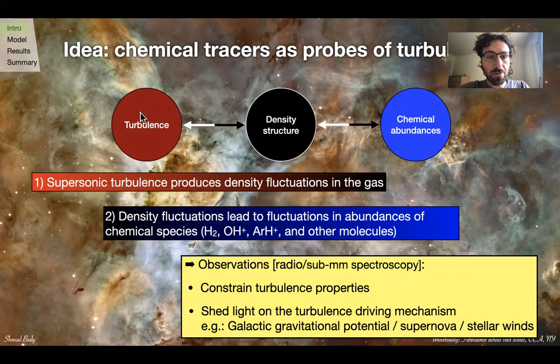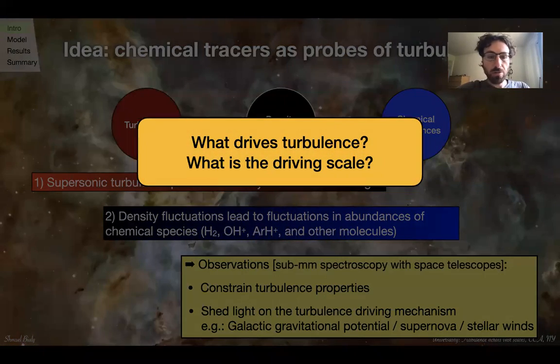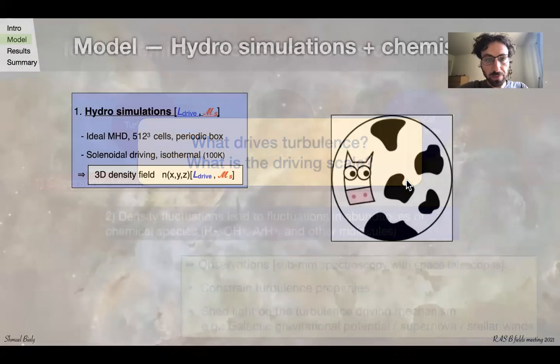And of course, the magnetic fields come here in both cases because the magnetic field is tied into the driving process of turbulence, and also it affects the density field when you observe it along the line of sight of the B field or perpendicular, as we'll see. So this is basically the idea, and the question we want to answer is what drives the turbulence and what is the driving scale. And we'll see that the B field comes in both cases.